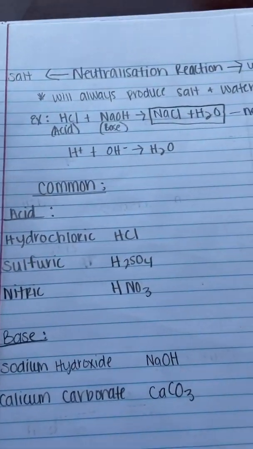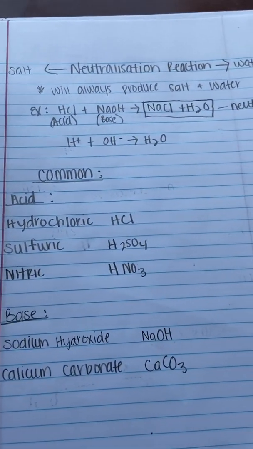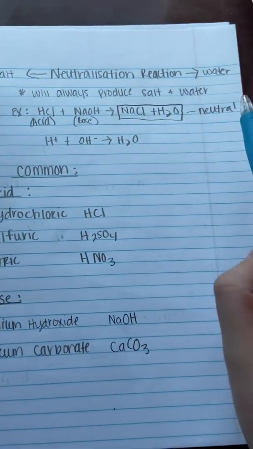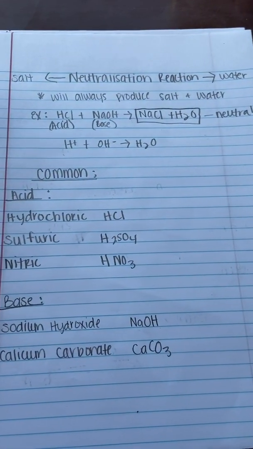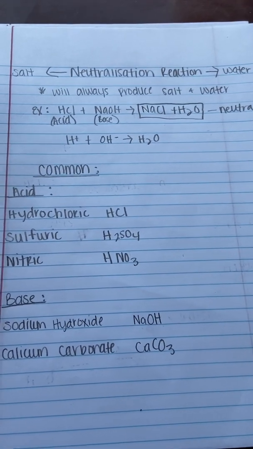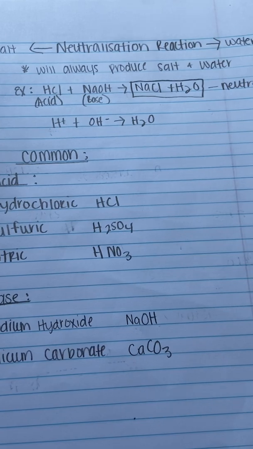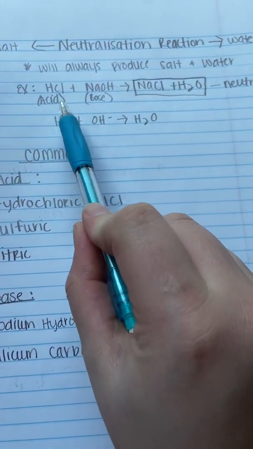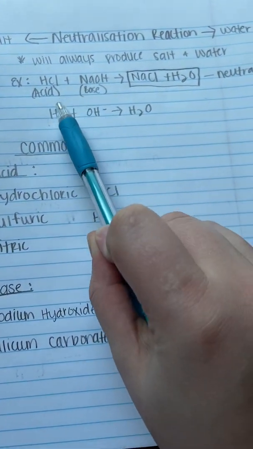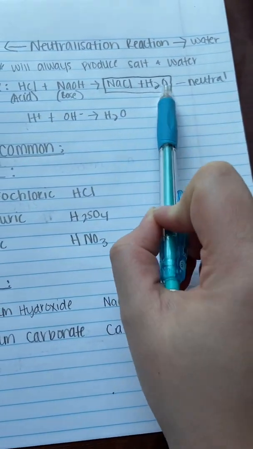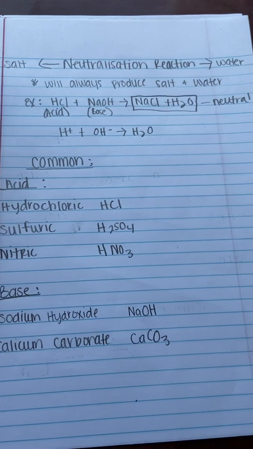When we react an acid and a base together, we get a neutral reaction. This means that when an acid and base react together, you would always get a salt and water. An example of this would be this equation right here. You have your acid and your base. Once these two react, you get a salt and a water, which makes this a neutralization reaction.